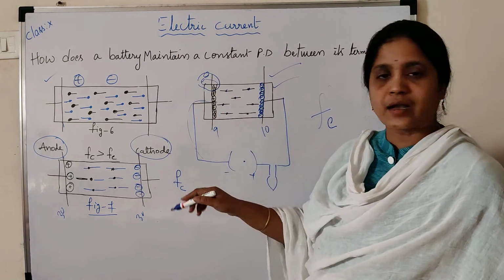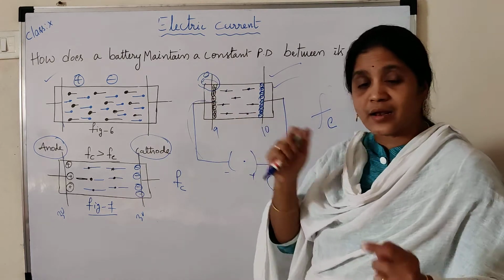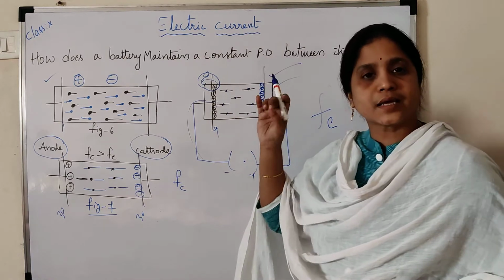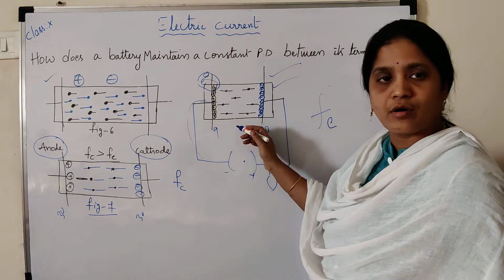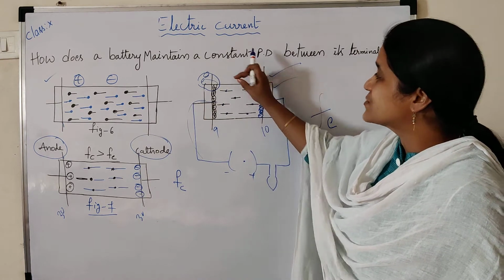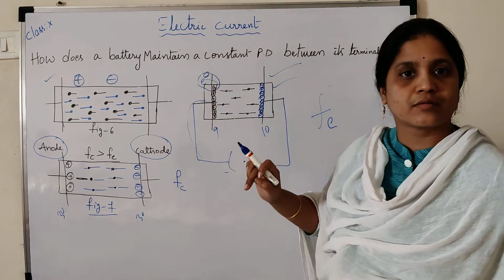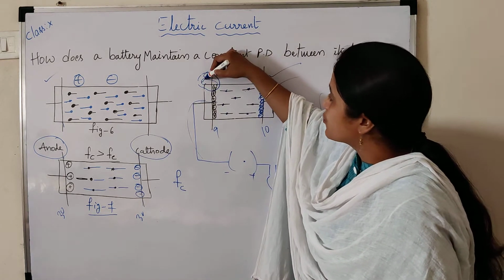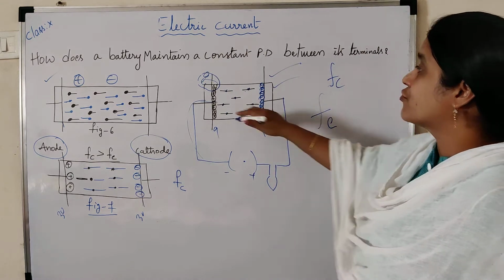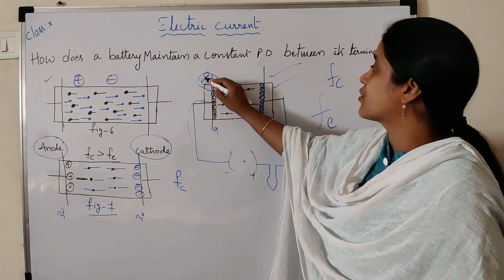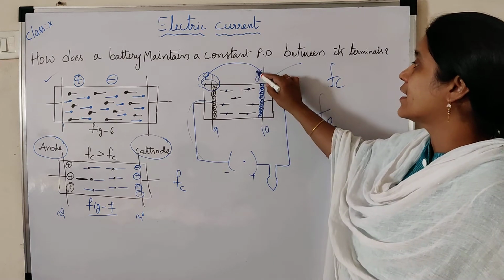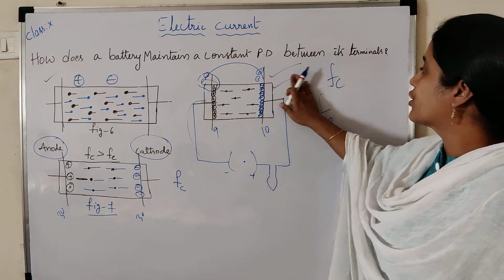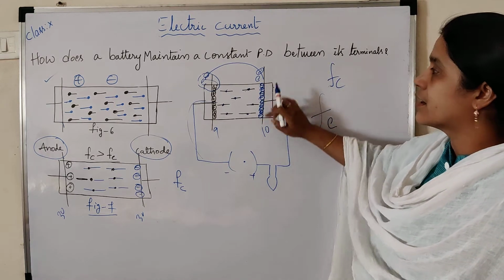Then immediately the chemical in the battery exerts a force on these ions, that is, the chemical force acts on them. This chemical force pulls the electron from the positive ion, pulling it towards this end. Actually, here all the negative charges are accumulated.